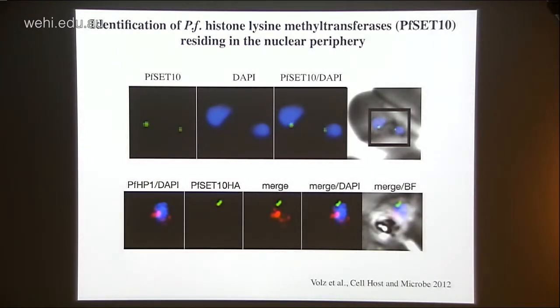You can compare that with heterochromatin protein 1. As I said, it is linked with all of the silenced VAR genes, and so you see the other clusters, but it does not co-localize with PfSET10 antibodies. So this appears to mark the transcriptionally active VAR gene, whereas PfHP1 marks the other clusters that are silenced.